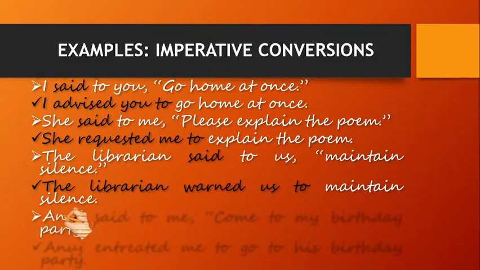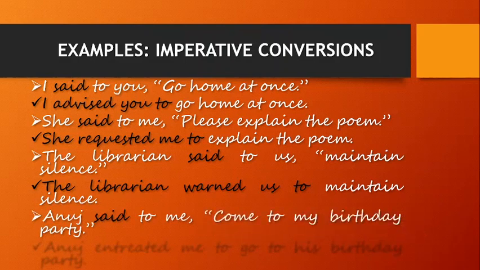Let's have one more example. Anuj said to me, "Come to my birthday party." Now see, Anuj is my friend. He will not request me to join his birthday party, because request is actually a weak form, and my friend is not going to make some weak request. He is not even going to order me. So what he's going to do, he is pressing me. It is a kind of order, but it is full of love.